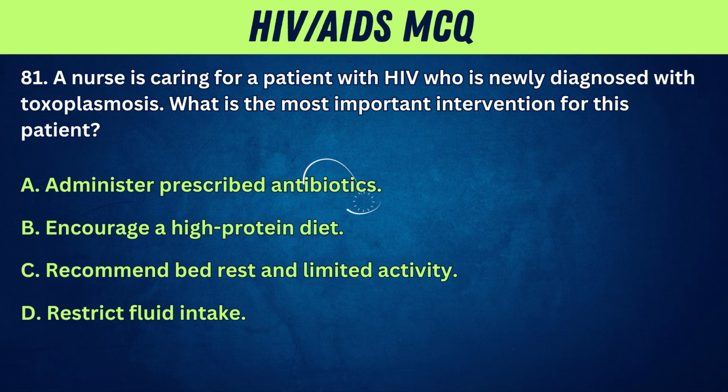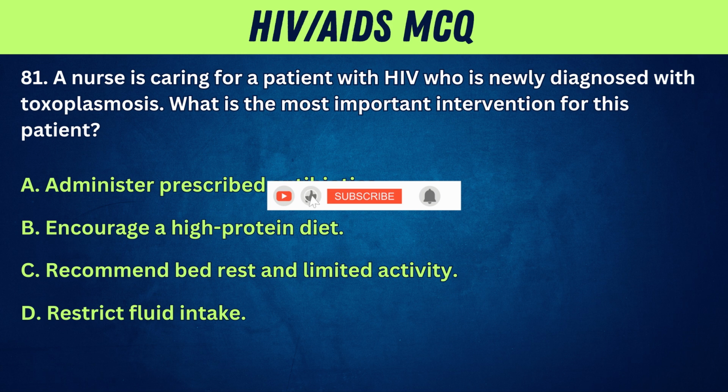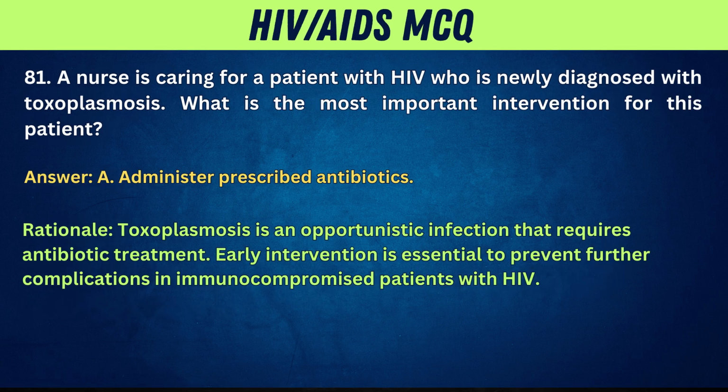81. A nurse is caring for a patient with HIV who is newly diagnosed with toxoplasmosis. What is the most important intervention for this patient? A. Administer prescribed antibiotics. B. Encourage a high-protein diet. C. Recommend bed rest and limited activity. D. Restrict fluid intake.